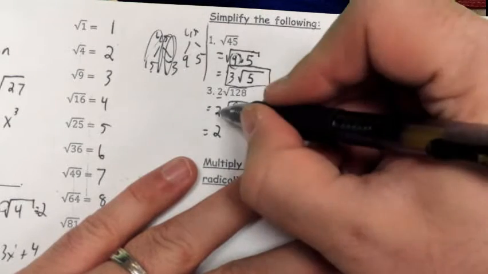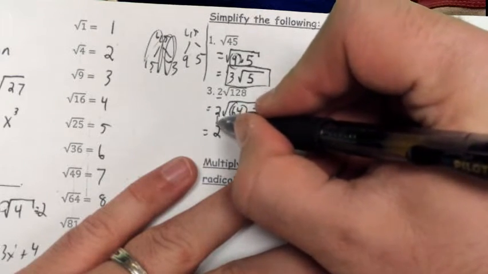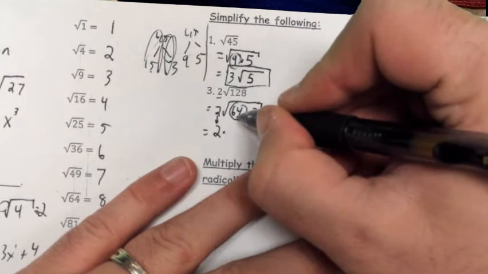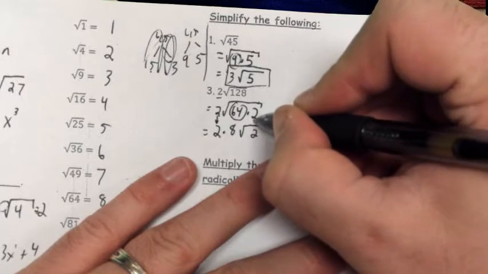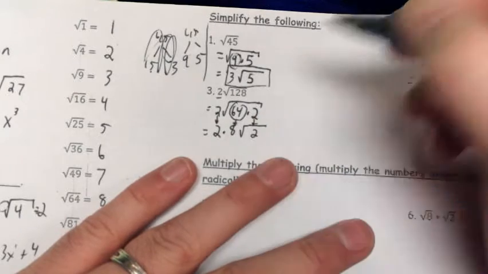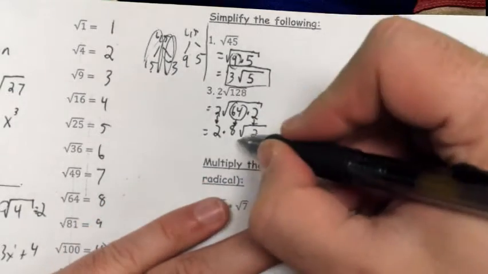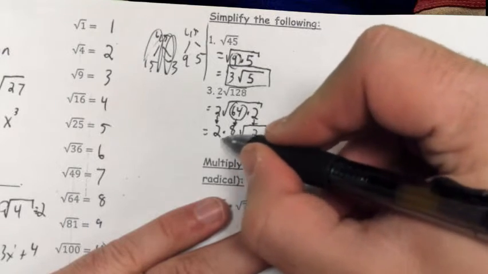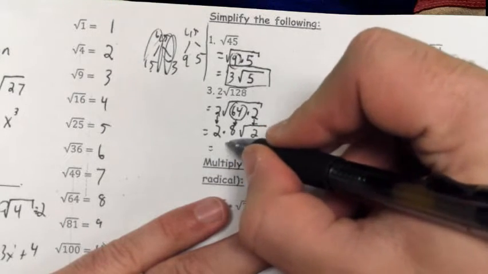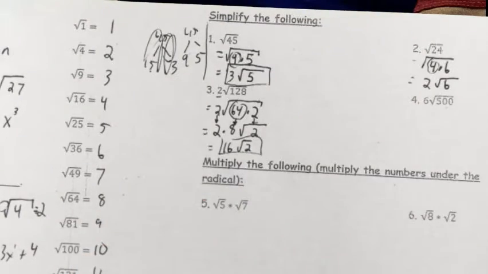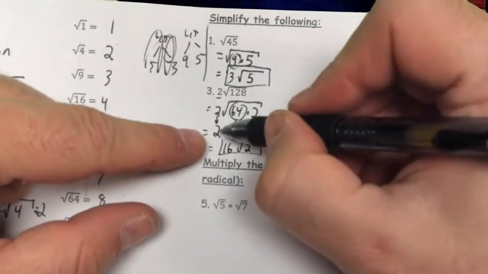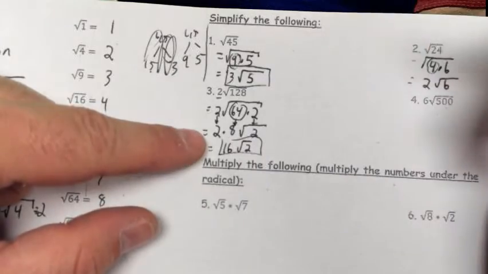Notice I'm going to write this 2 right down. I just copied it directly down, times the square root of 4, is 8 times the square root of 2. This 2 comes down. Square root of 64 is 8. Now I'm going to perform this multiplication. 2 times 8 is 16 times the square root of 2. So the only additional step here is that you have to perform this multiplication at the end.